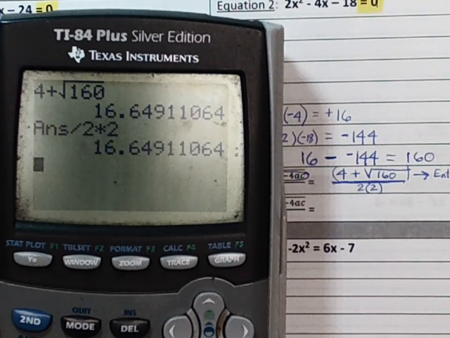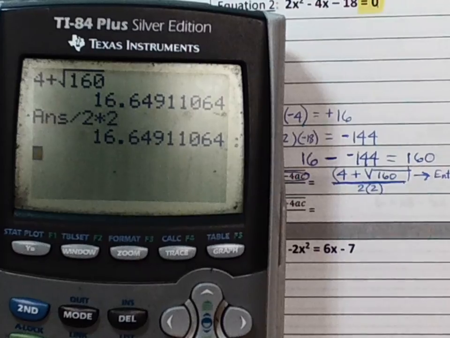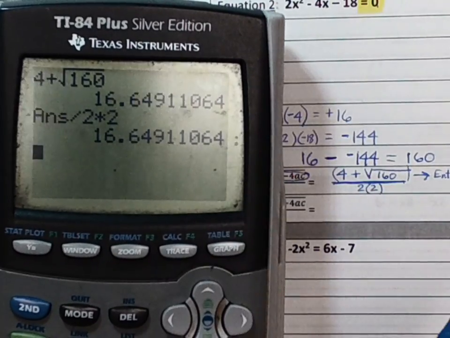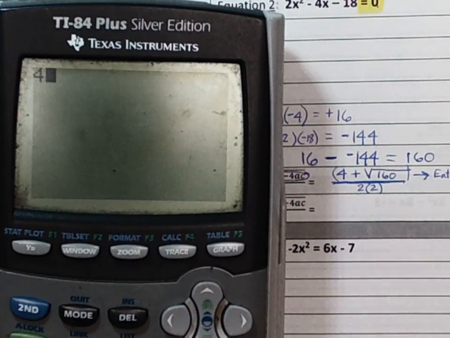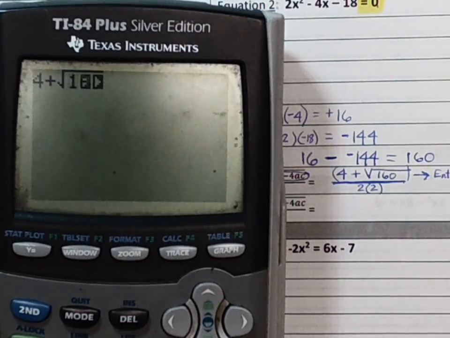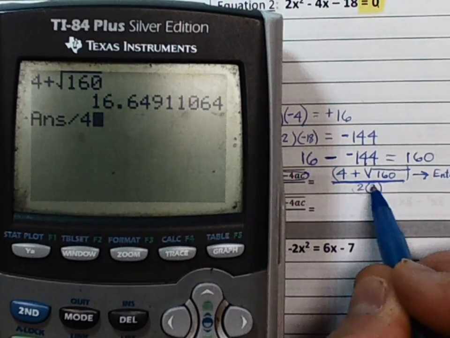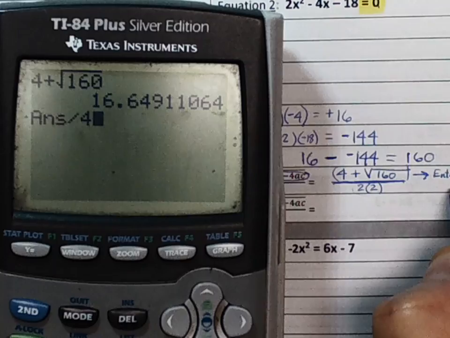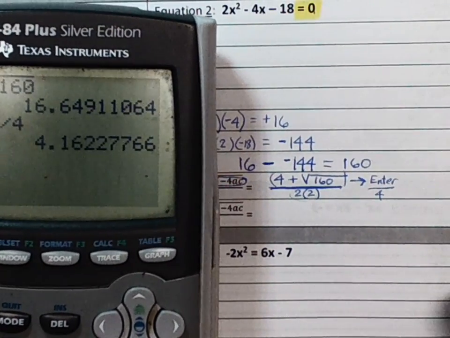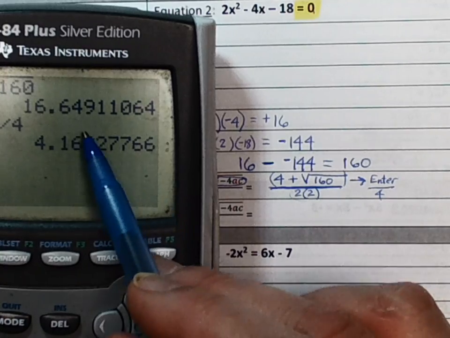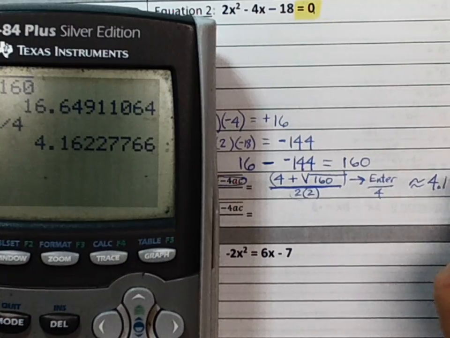Okay? So, my answer, hang on, oh, I'm sorry, we need to make that a 4. Let's try this again. 4 plus the square root, sorry about that, 160, and then we're going to divide that by 4. This is 2 times 2. Make that a 4. Okay? Much better. Now, this decimal goes on forever. Chop it off at a couple of decimal points. Your answer is approximately 4.16.